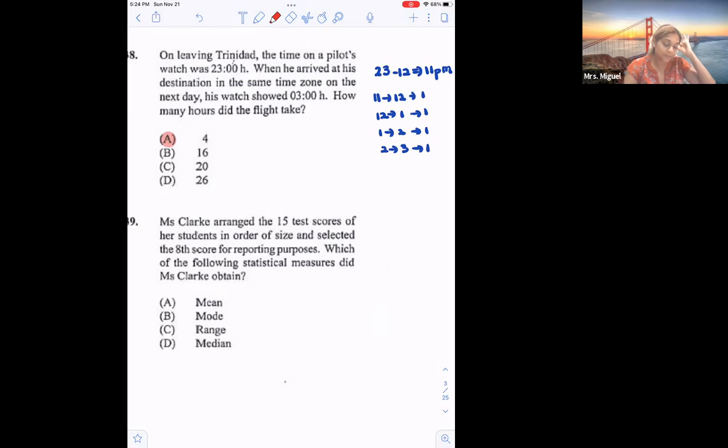Mrs. Clark arranged the 15 test scores in order of size, and she selected the 8th score. So if there are 15 scores and we have 7 on this side and 7 on this side, and she selected the 8th score, she selected the median, which is the middle.